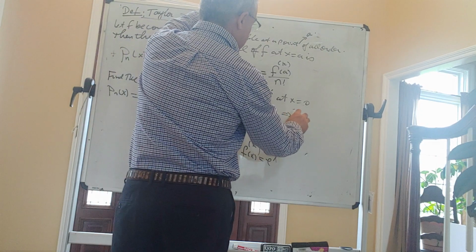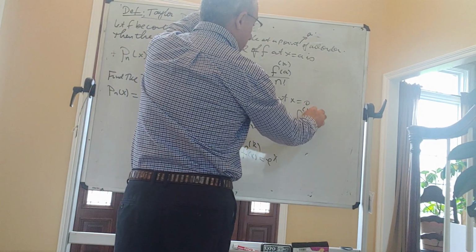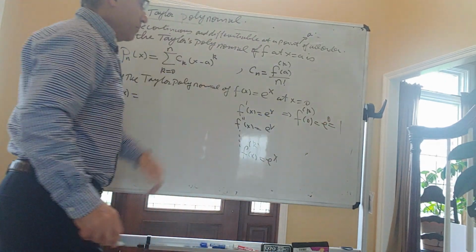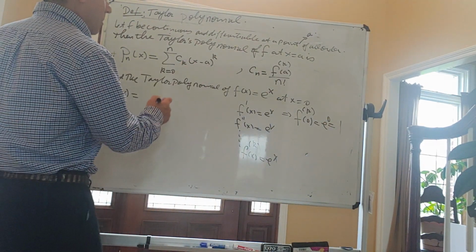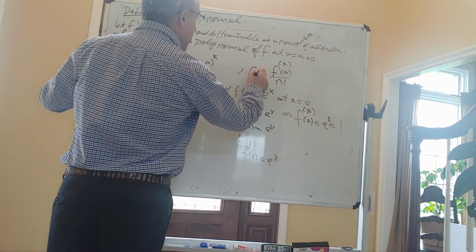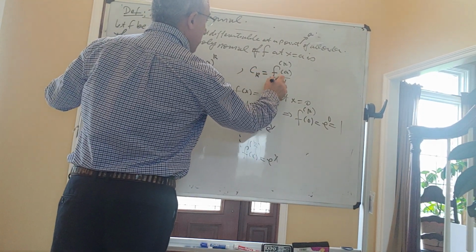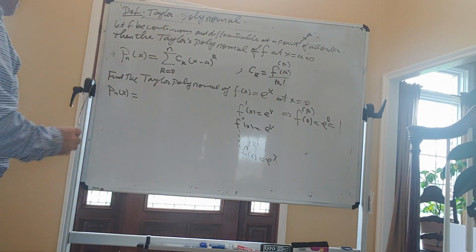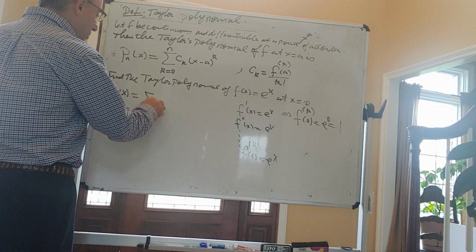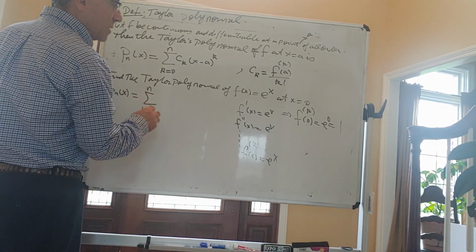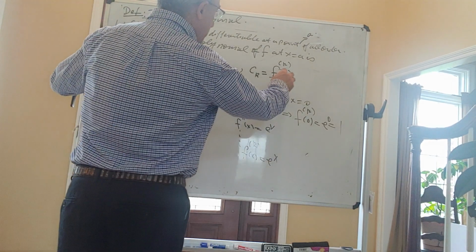So that implies f to the k at 0 is e to the power 0, and that is 1. So we got all of them. And sorry, here I want ck times k factorial. Okay, so Pn of x equal to the sum from k equals 0 to n of ck. So what is ck here?